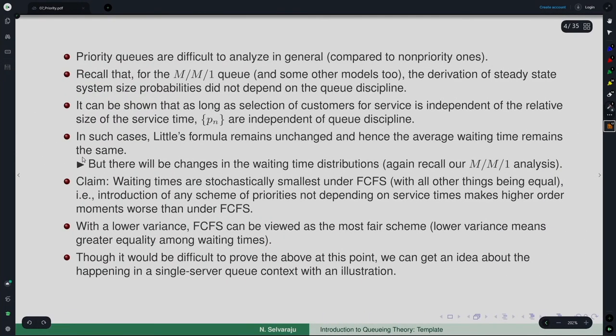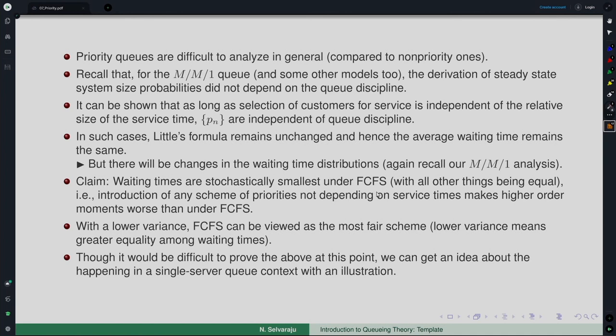That's what you can see, and we can now make a claim which says that waiting times are stochastically smallest under FCFS with all other things being equal. And introduction of any scheme of priorities which does not depend on the service time makes the higher order moments worse than what it was under the FCFS discipline. That is what we mean. So higher order moments under this is stochastically smaller, right? And it will be better under the FCFS scheme. That is what we are meaning, which means you will have a scenario where the FCFS scheme produces a lower variance for the waiting times than any other scheme, okay.